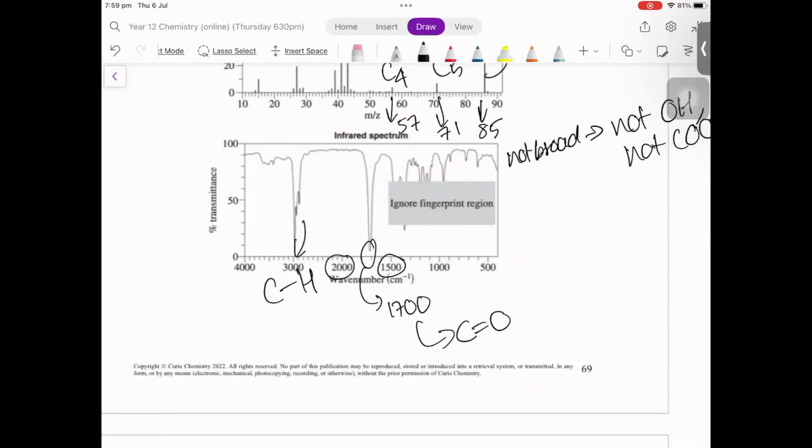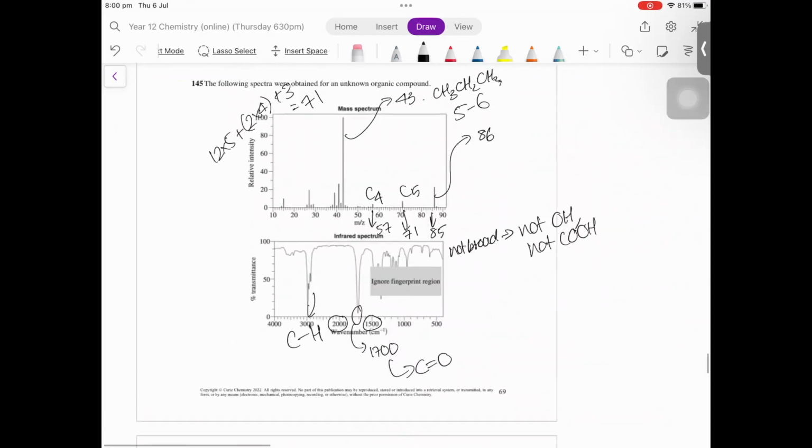So that tells you that it's probably an aldehyde, might be a ketone, and not going to be an ester. Because an ester has this as well as this, the carbon-oxygen single bond as well. You don't have a peak for that. They told you to ignore this region, so it's only going to be carbon-oxygen double bond. So that's what you get out of that.